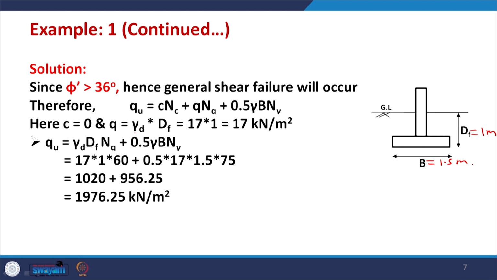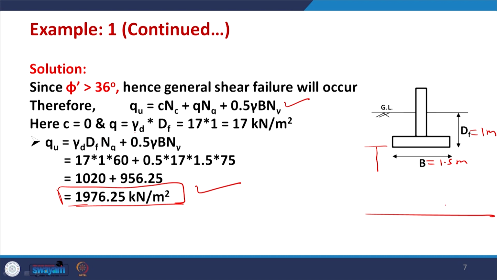So, q comes out to be 17. Then using this equation, we calculate Q u. Once you put C equal to 0, the first term is 0, and the second term is 17 into 1 for q and D f, D f is 1 meter, N q is 60, and then for 0.5 gamma, 17 into 1.5 is the width, and then 75 is the value of N gamma. So, the answer comes out to be 1976.25 kilonewton per meter square. This was the case when the water table was very deep, meaning the water table was more than B below the base of the footing.